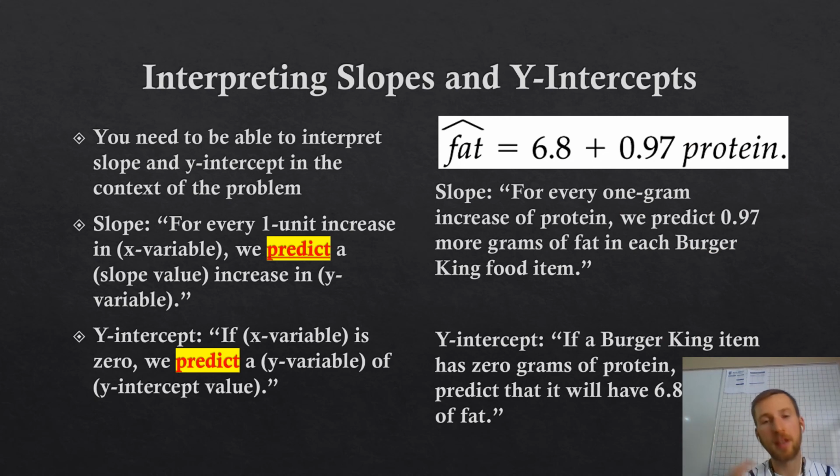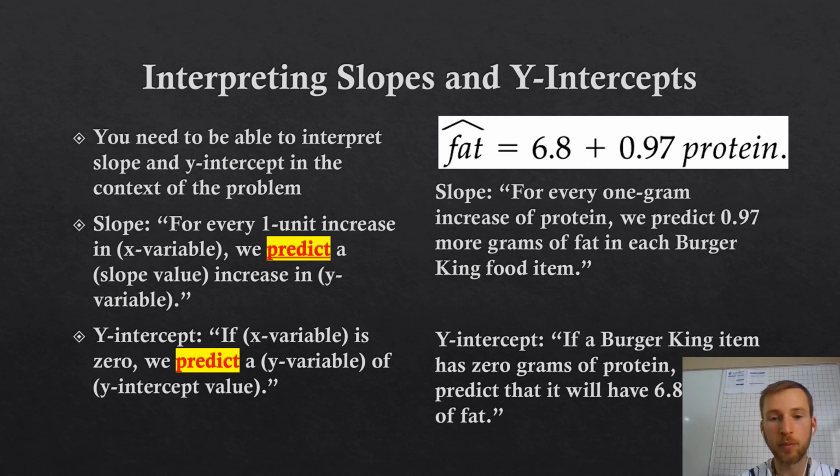One of the most important things about linear regression is exactly our last topic for today, and it is interpreting slopes and y-intercepts in the context of a problem. So what we need to be able to do is, if I give you a line of best fit, for example in this fat and protein example, I want you to interpret what 0.97 means and 6.8 means in the context of the problem. Well, in general, for our slope, we say for every 1 unit increase in our x variable, we predict whatever our slope value is, increase in the y variable.